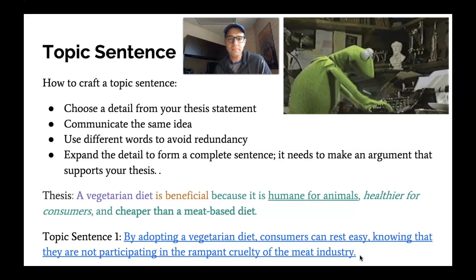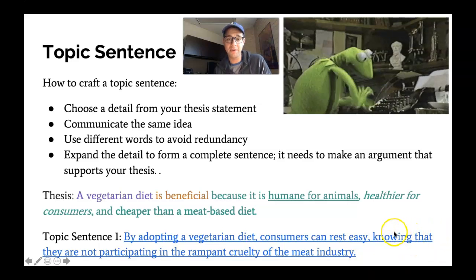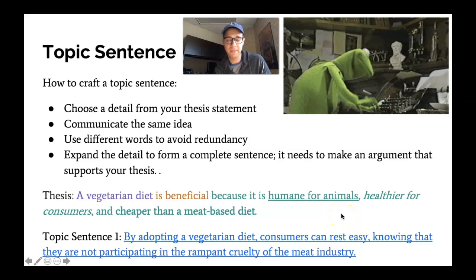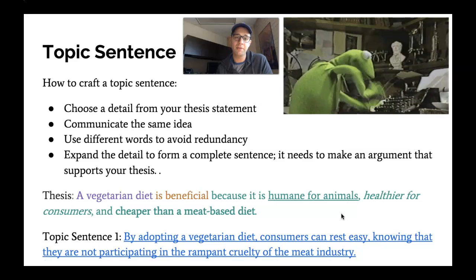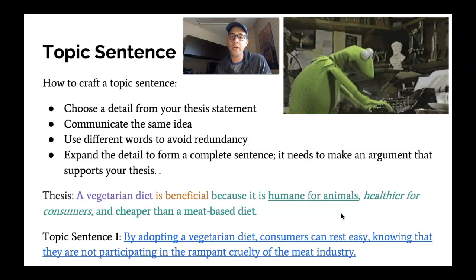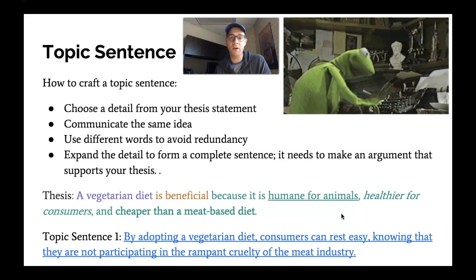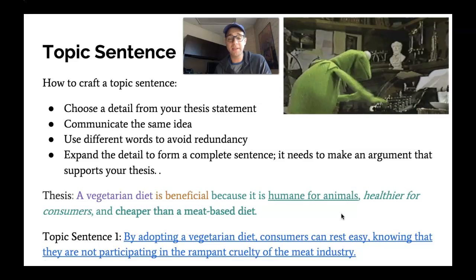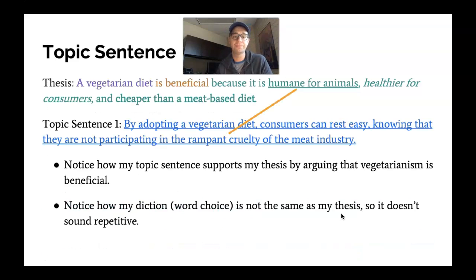So what I'm doing here is I'm supporting my thesis statement that a vegetarian diet is beneficial, and I'm using the detail from my thesis. Okay, does that make sense? Now, once again, if you're doing an assignment that is not using a thesis statement, if you're just writing a body paragraph, what you need to do is come up with a key argument. What is it that you are arguing? Make sure that you're answering the prompt and you're doing it specifically. Give me a particular reason that you'll unpack in your body paragraph.